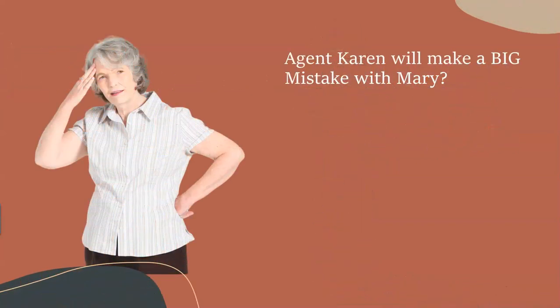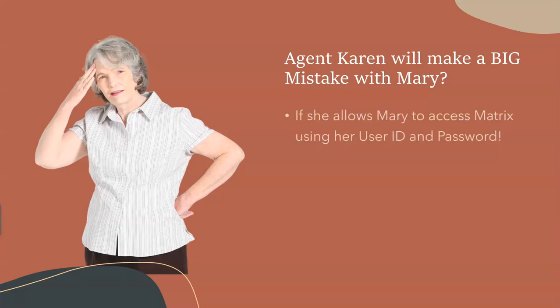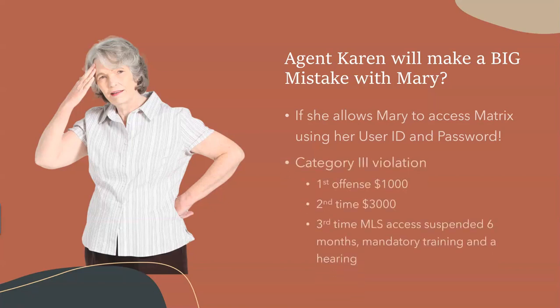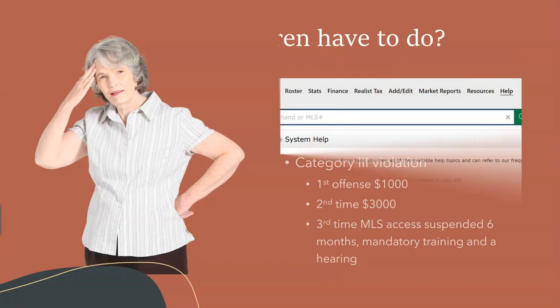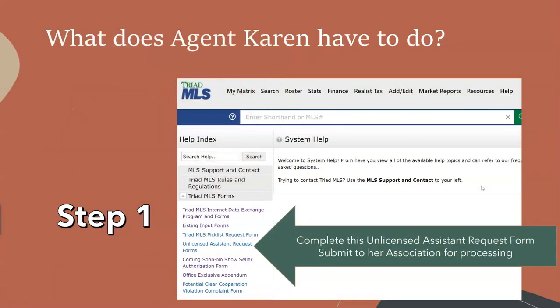What is the first mistake that Agent Karen could make with unlicensed assistant Mary? Well, if Agent Karen allows Mary to access Matrix using her user ID and password, well, by sharing that password with Mary, Agent Karen would be in violation of Triad MLS Rules Section 9.3, Password Security, a Category 3 violation with automatic fines. So how does Agent Karen avoid making this very expensive mistake? By getting Mary her own Matrix user ID and password.